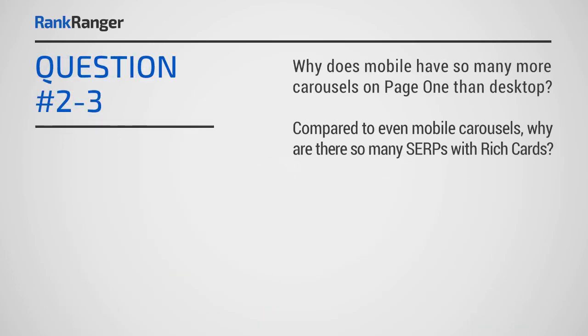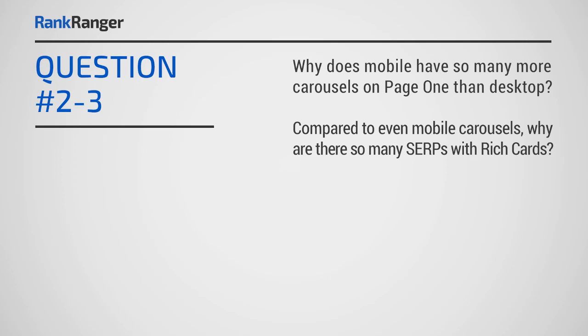Which brings us to question 2 and 3. Why does the mobile SERP have so many carousels on page one as compared to desktop? In other words, if you include all those rich cards and the increase in the carousels relative to desktop, you're talking a major increase. You're talking maybe 0.62% of all page one SERPs have some kind of carousel on desktop, and now you're talking around 9-10% on mobile.